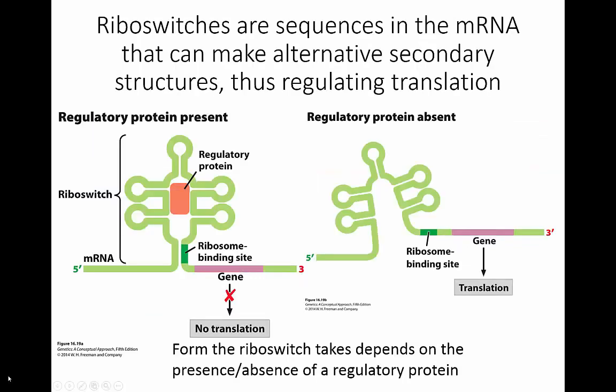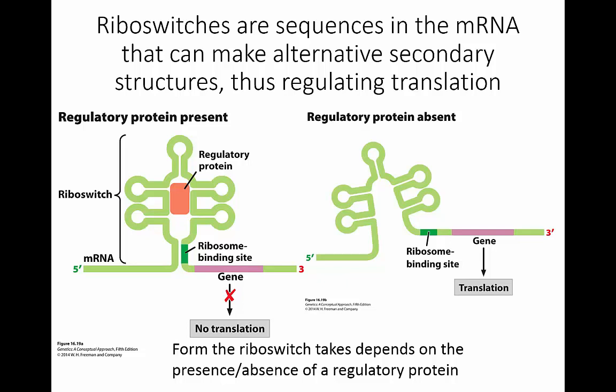Riboswitches are another kind of regulation of RNA. So this is actually done by a regulatory protein. So this protein will bind to a messenger RNA and make that messenger RNA form into a particular secondary structure. When the structure is present, the ribosome binding site is actually hidden. So therefore that messenger RNA will not get bound by ribosomes and the gene will not be translated.